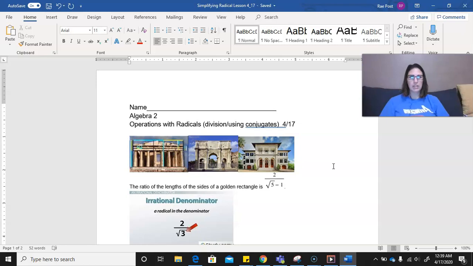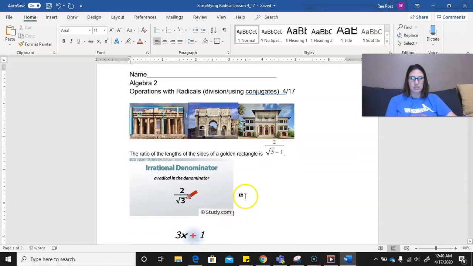Okay, so we're going to work on simplifying these radicals using conjugates, and we've talked about conjugates before when we've worked with imaginary numbers. Because you know how imaginaries always come in pairs, a positive and a negative, it's kind of the same thing here. Maybe you remember from geometry the golden rectangle or the golden ratio. This is where this comes into play.